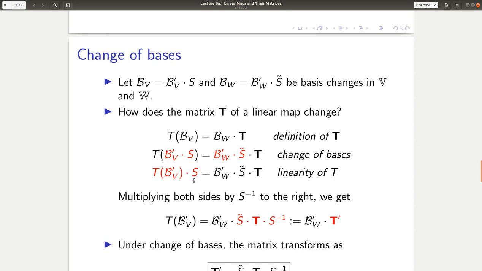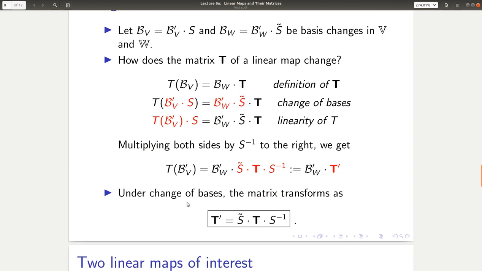But now the problem here is there is an S on this side. So what we do is multiply by S inverse on the right side. So this S inverse will come here. So what we get is what we want. Finally, it says that T on B_V prime equals B_W prime S tilde dot T dot S inverse. So both the basis change in W and the basis change matrix in V come into play, and this is what we should have called T prime. So we write this whole thing: under a change of basis, the matrix for a linear map transforms as T prime goes to S tilde dot T dot S inverse.